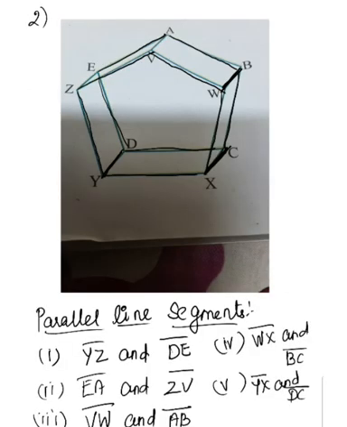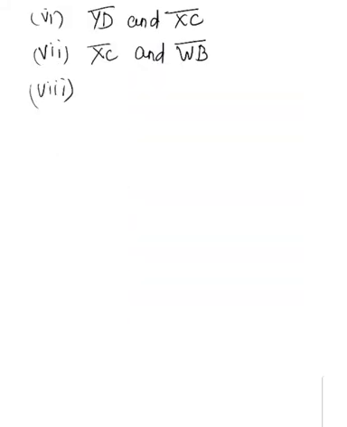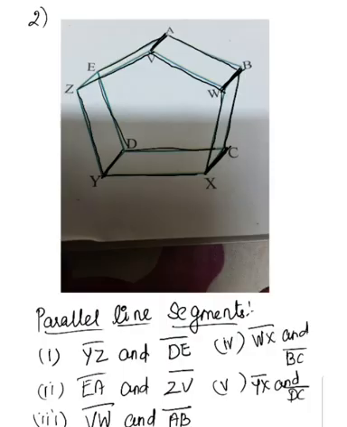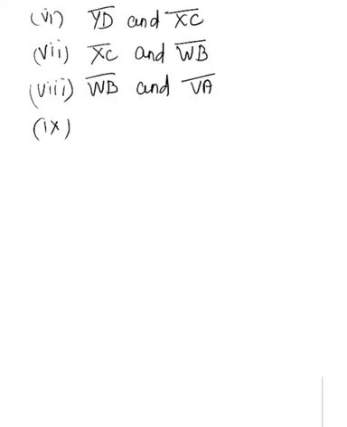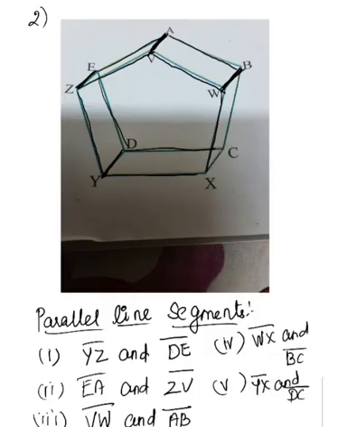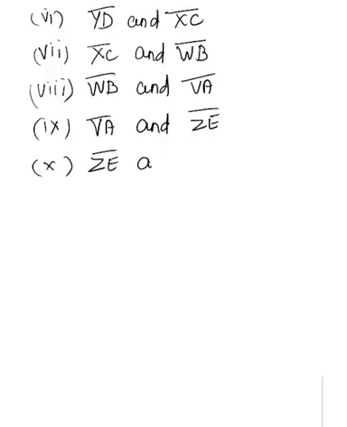Then the eighth one is WB and VA. Then the ninth one is VA and ZE. Then the tenth one is ZE and YD. These are all the parallel lines.